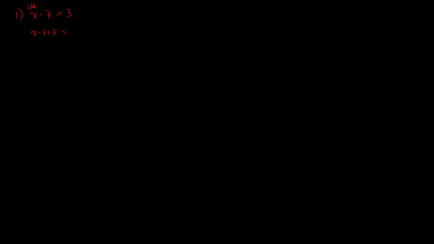But to keep this equality true, whatever I did to one side, I have to do to the other. So I have x equals 10. Well, let's double check that. I'll put 10 back into the original for x. 10 minus 7 is 3. 3 equals 3. And this is true. That's what I wanted. I wanted a truth.